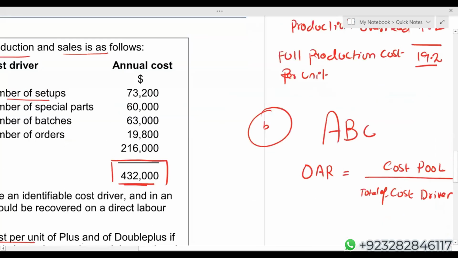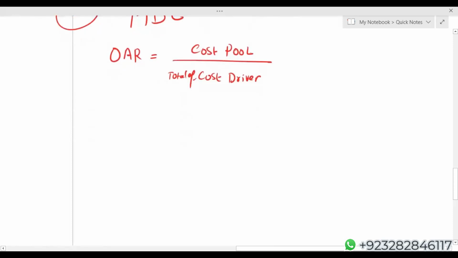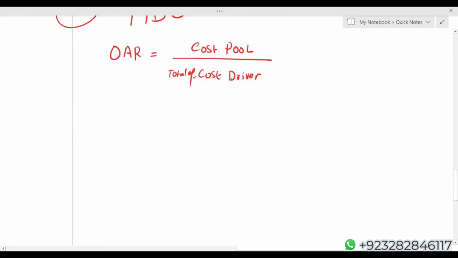So let me show you the working now properly. Part B. We have two products, plus and double plus. Take the total.